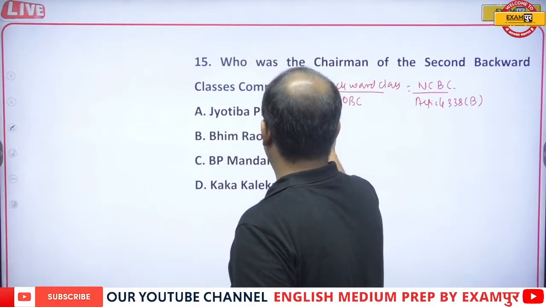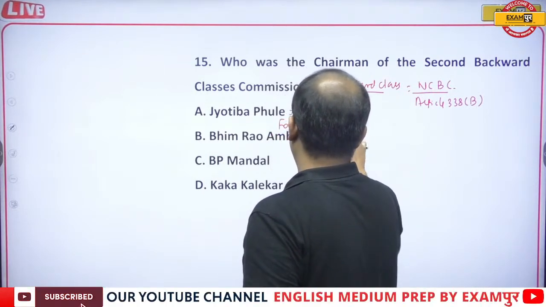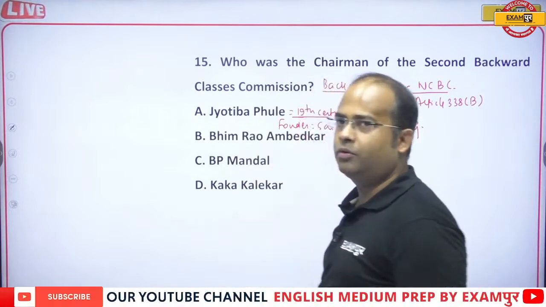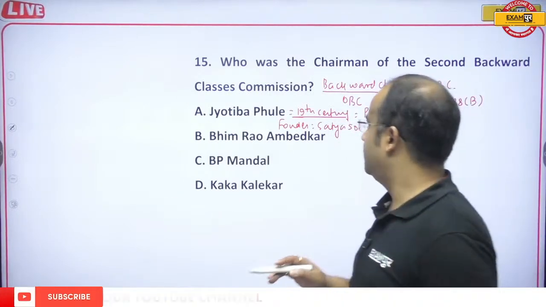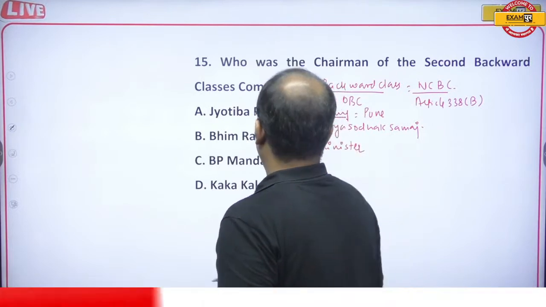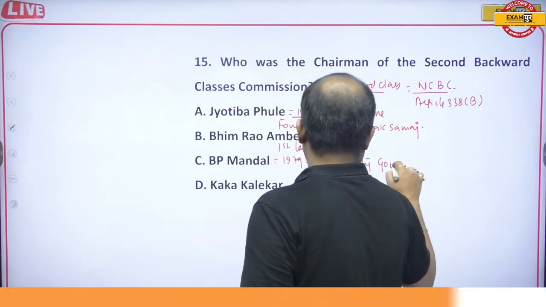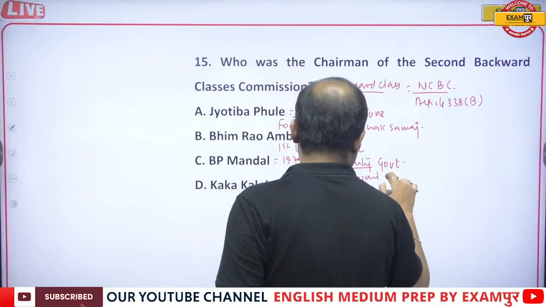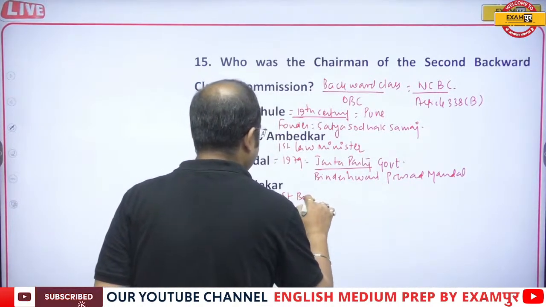Jyotiba Phule was in the 19th century. In 1873, he was the founder of Satya Shodhak Samaj in Pune, wrote the book Gulamgiri, and his wife Savitri Bai Phule was the first female teacher. Bhim Rao Ambedkar was the first law minister. BP Mandal, 1979, that was the Janata Party government. Full name was Bindeshwari Prasad Mandal. Kaka Kalekar, first backward class commission.